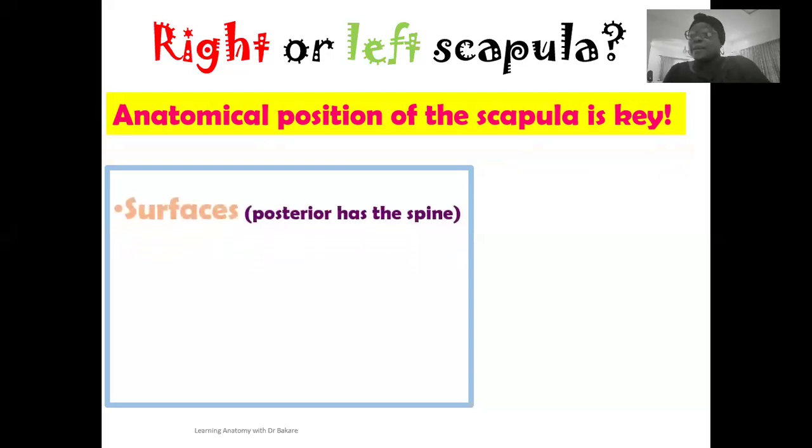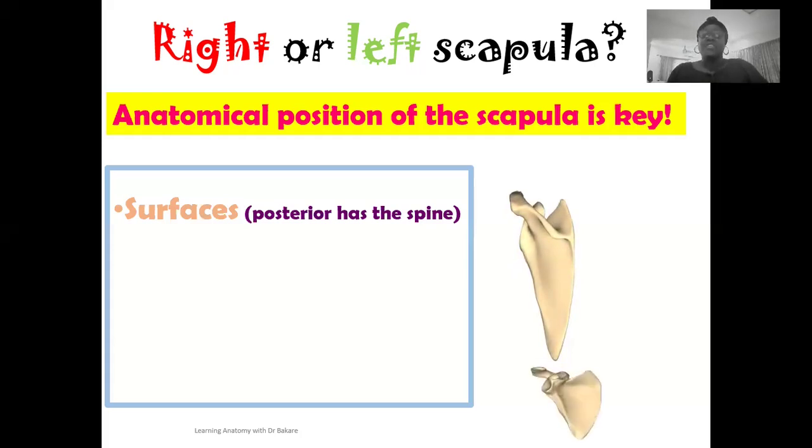We know that the scapula has two surfaces. It has the anterior surface and also the posterior surface. These surfaces should be placed in their normal anatomical positions, which means that the anterior surface must be placed anteriorly, and also the posterior surface must be placed posteriorly. So using this image by the side, this is the posterior surface of the scapula, and at this inferior region is where we have the anterior surface of the scapula.